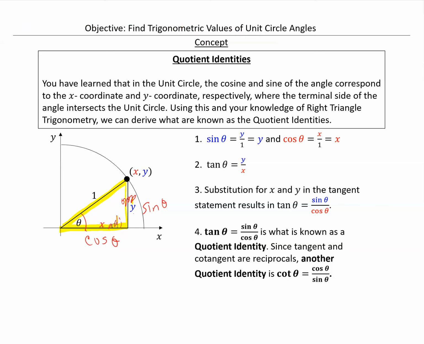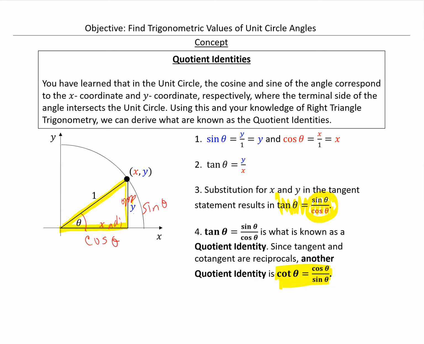But if y is our sine value and x is our cosine value, then we can conclude that tangent, which is opposite over adjacent, also in a unit circle situation, has to be equivalent to sine over cosine. So tangent of angle theta is the sine of angle theta over the cosine of angle theta. And then since cotangent is the reciprocal of tangent, flipping the ratio gives us cotangent. So cotangent of an angle theta is the cosine over the sine of that angle.